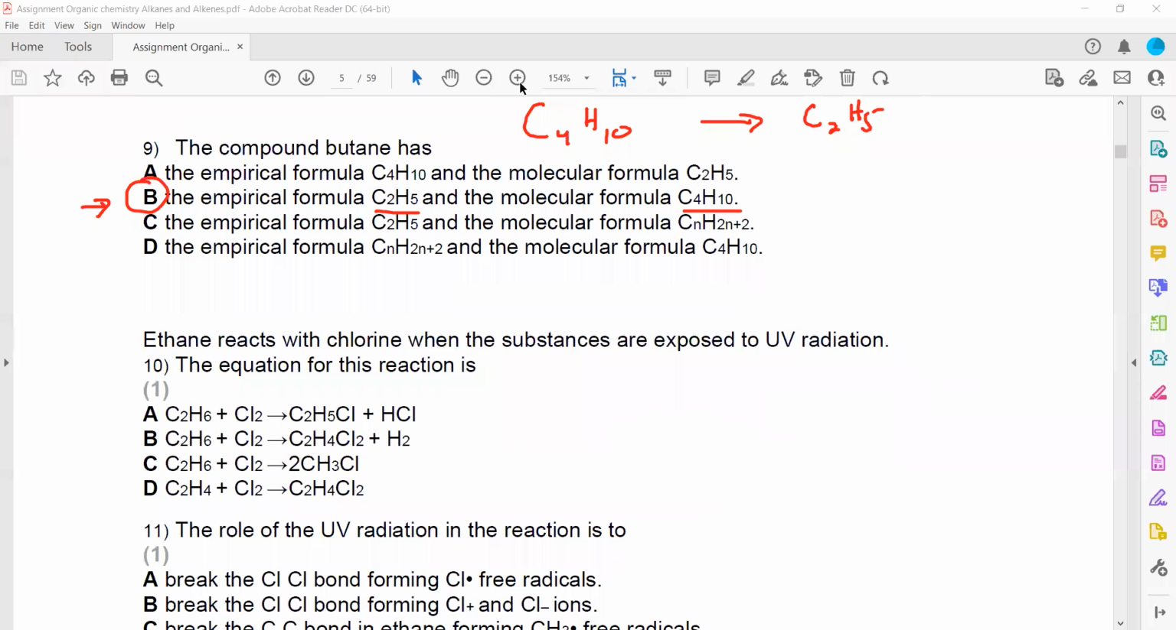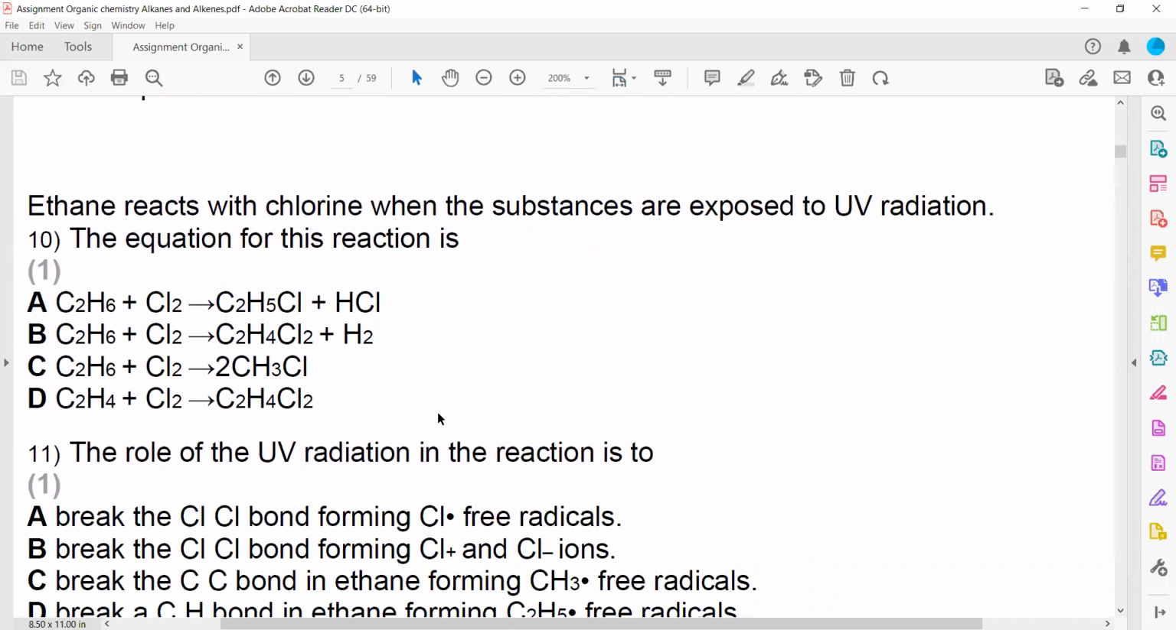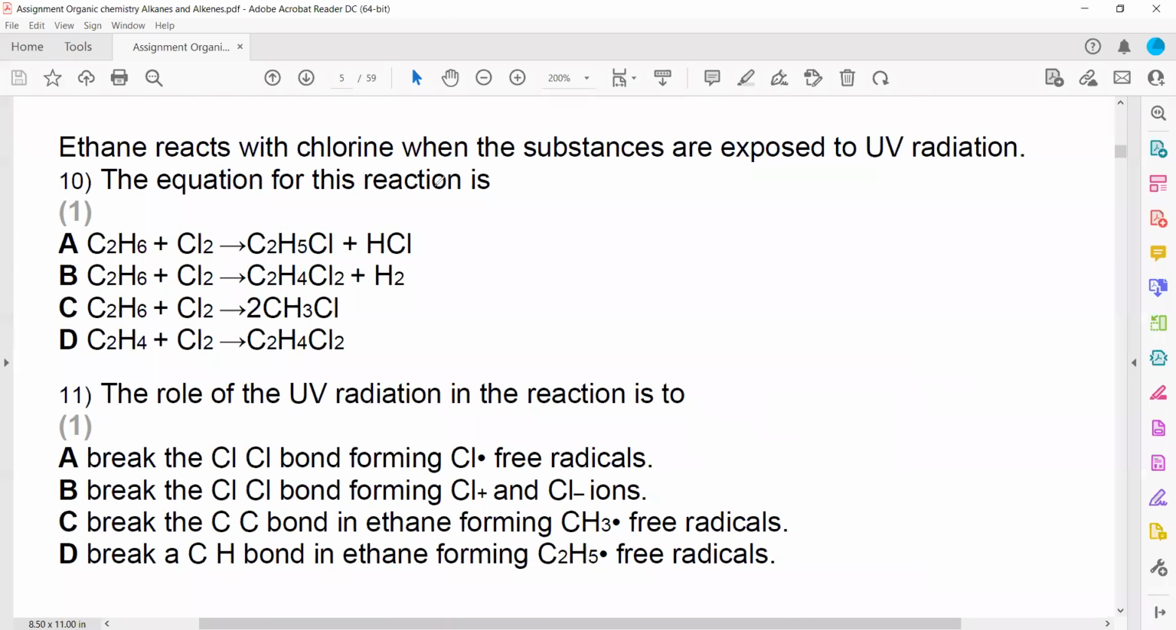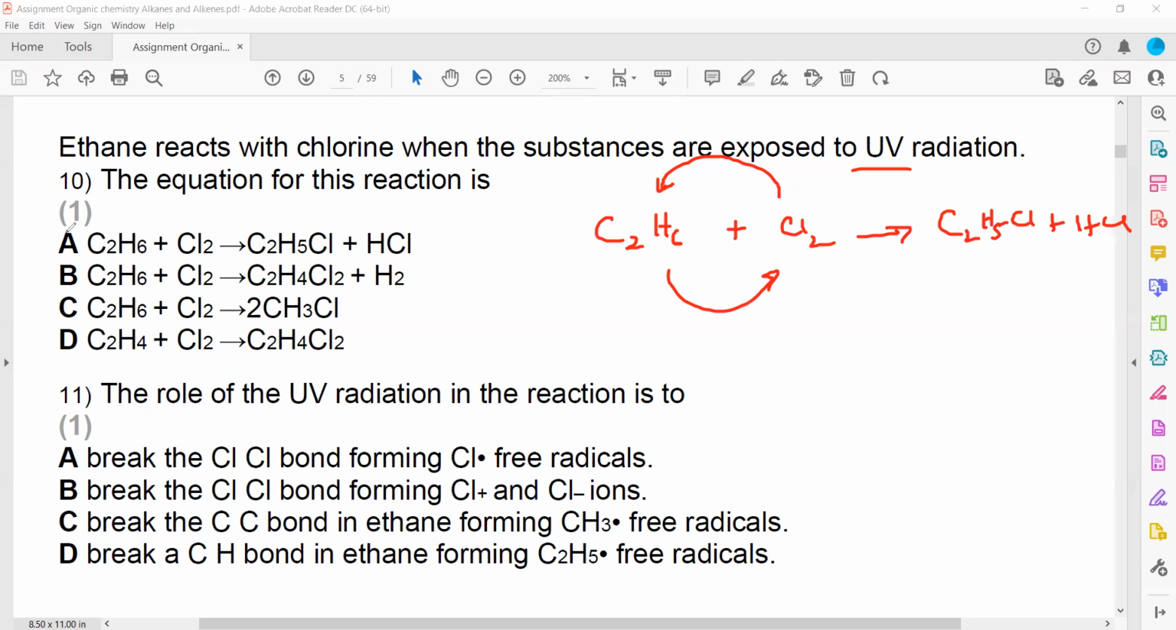The next question: ethane is exposed to ultraviolet radiation, UV radiation. Ethane reacts with chlorine when the substances are exposed to UV radiation. The equation for this reaction is the overall equation we need. That is a substitution reaction. In a substitution reaction, ethane is C2H6 and reacts with chlorine, Cl2. One chlorine will take the position of hydrogen, and at the same time the hydrogen will take the position of chlorine, so it will form C2H5Cl plus HCl, and that's why option A is the right one.